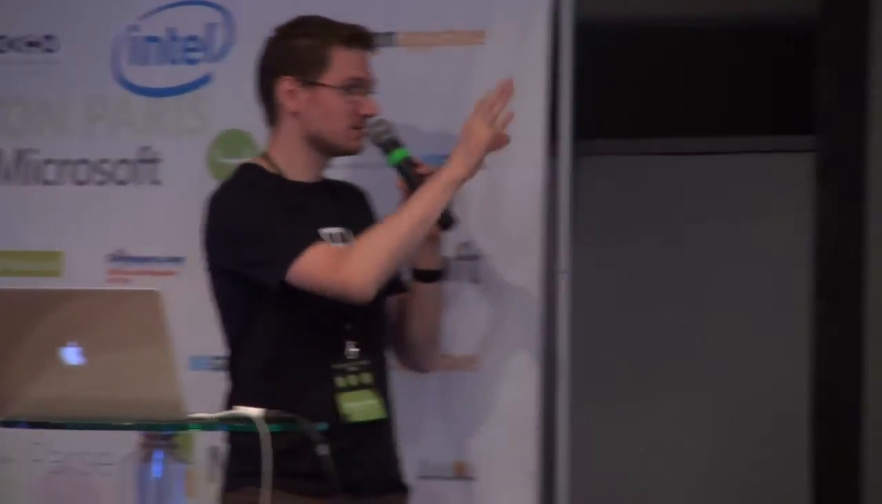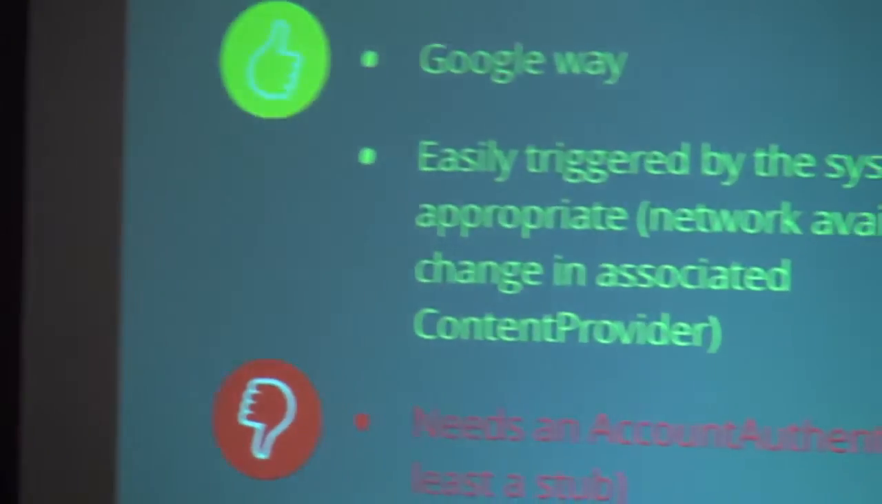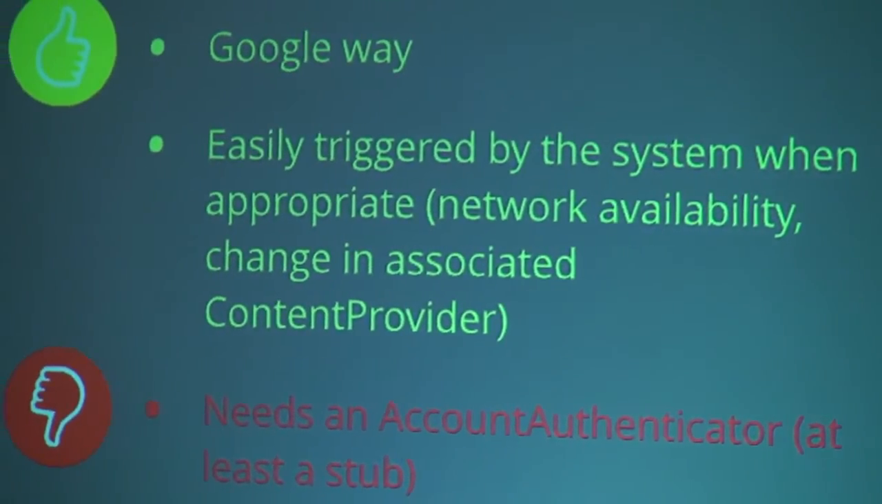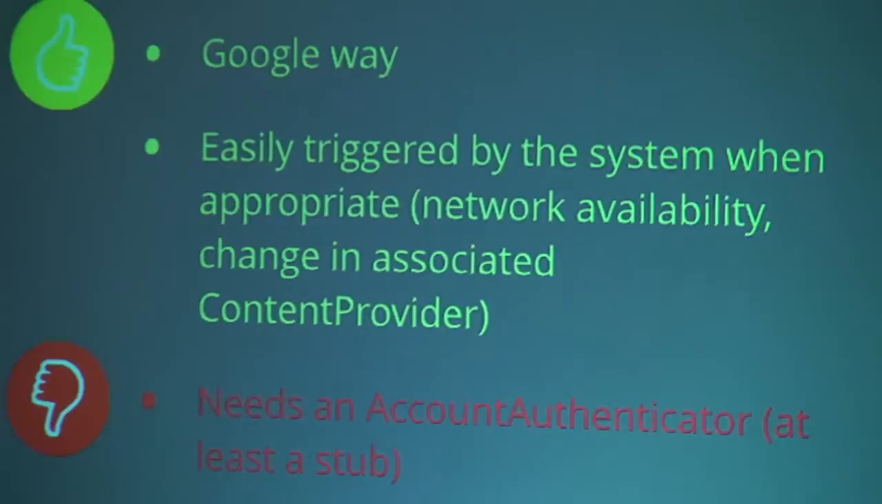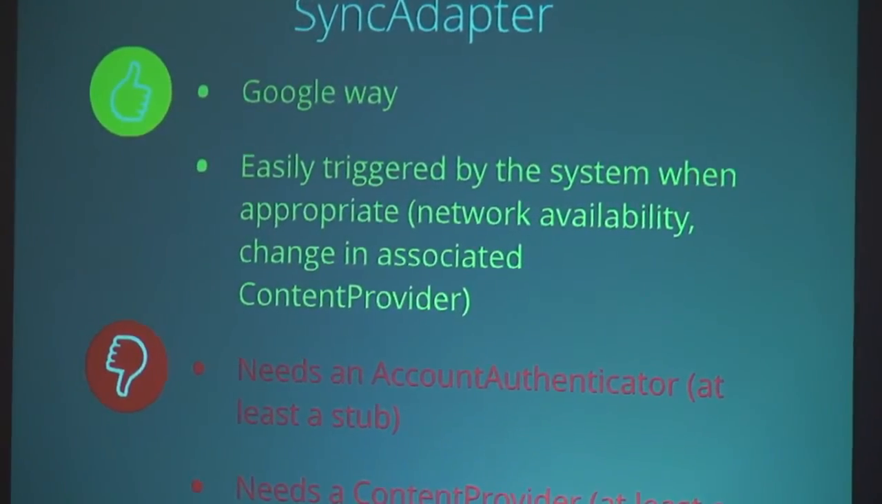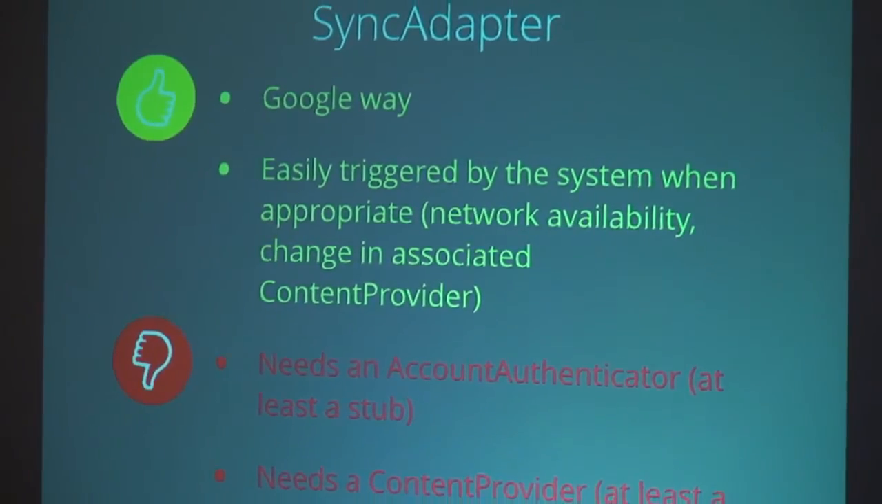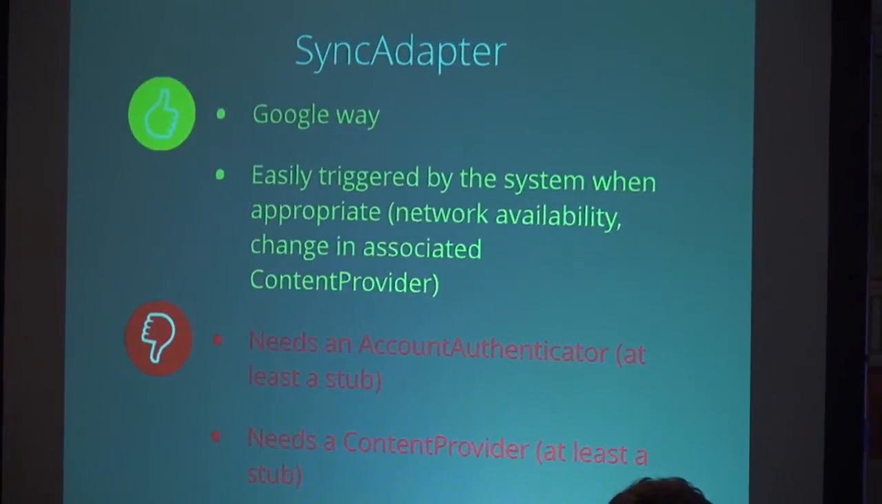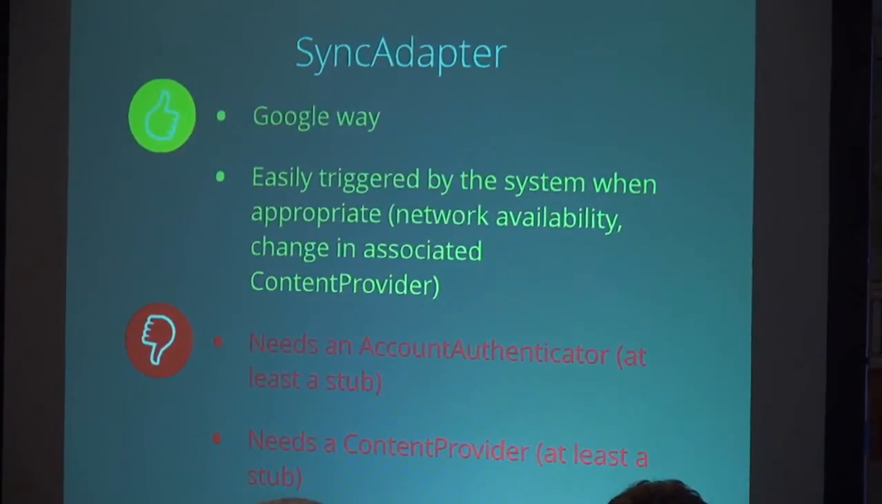Well, that's all. So the SyncAdapter is kind of the Google way to do it. There are other companies that are using it, like Evernote, like Capitaine Train, and many others. It's easily triggered by the system when appropriate: network availability changes, changes in the content provider, and other things. But it needs an account authenticator, it needs a content provider. So basically it's a lot of boilerplate code, like too often on Android. Maybe we have another solution.